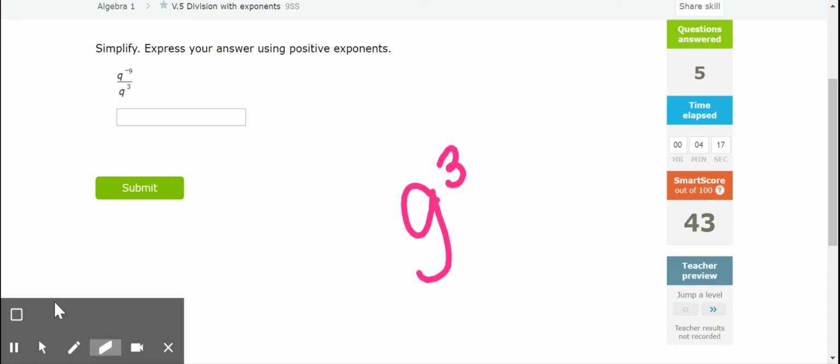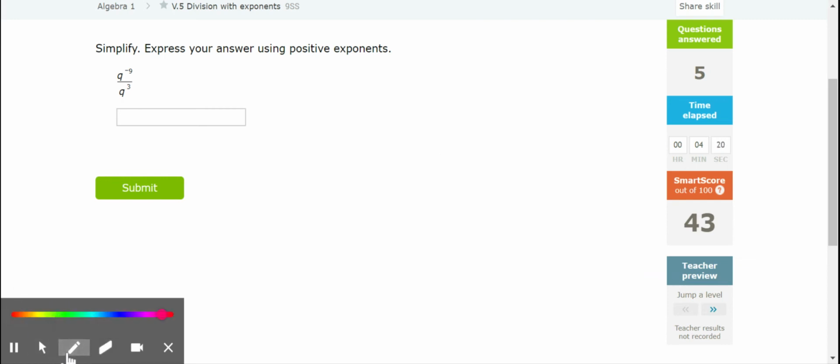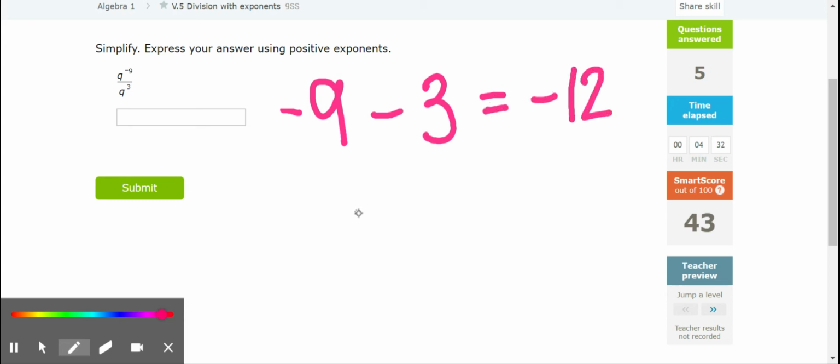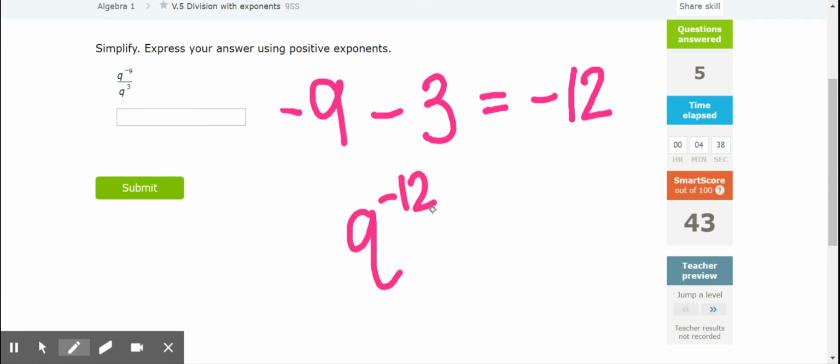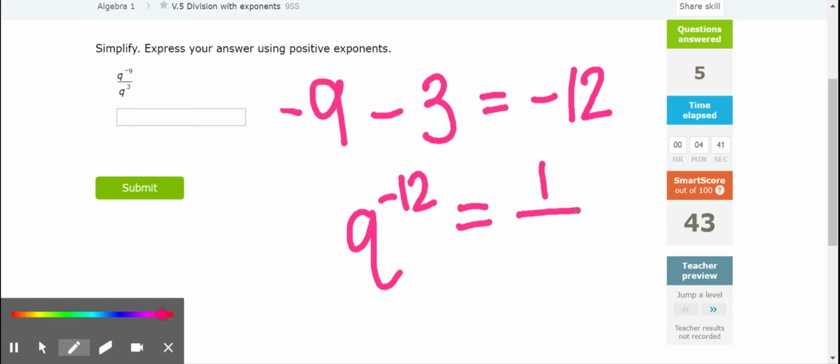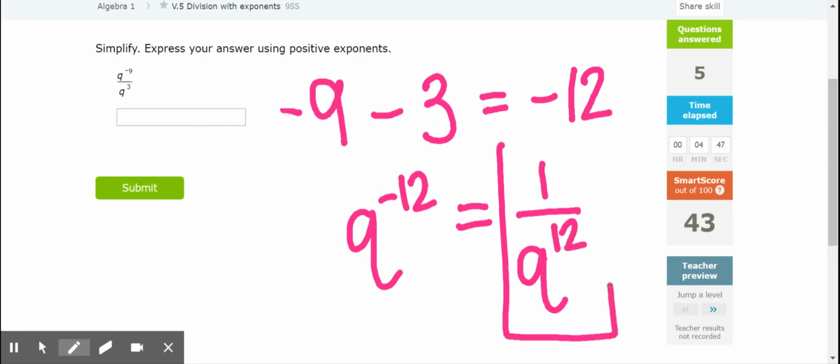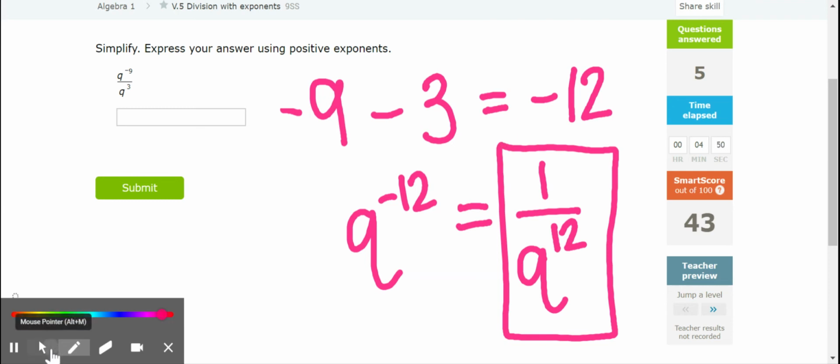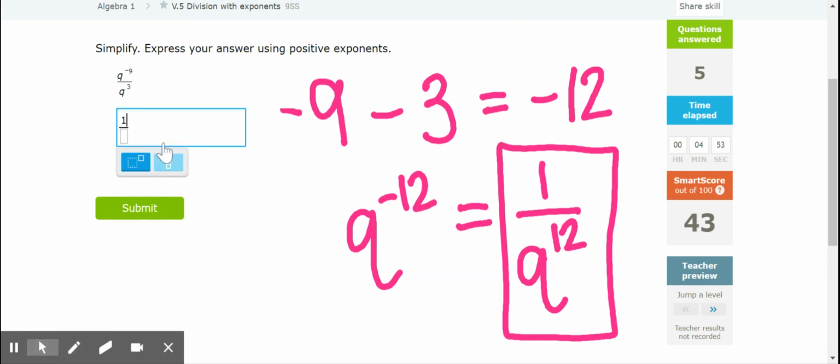Okay, for this problem, it looks like my base is going to be a Q. My exponents are going to be negative 9 minus 3. Negative 9 minus 3 is negative 12. So my answer would need to be Q to the negative 12, but I cannot use a negative exponent, so I'm going to change it to look like 1 over Q to the positive 12. This is my final answer. This is what I'm going to type in. Fraction, 1 over Q to the 12.